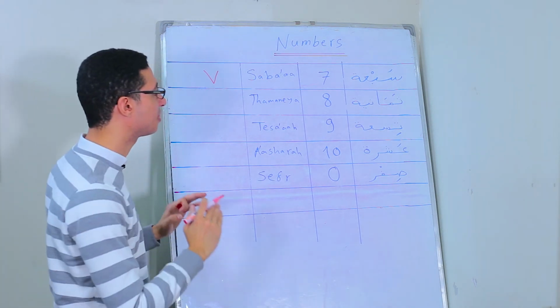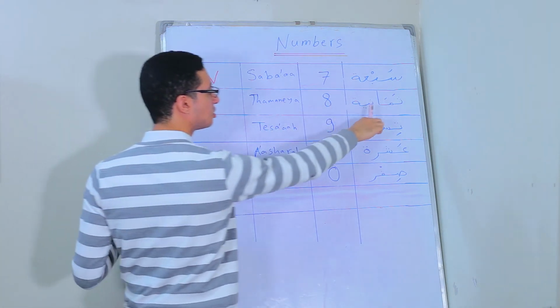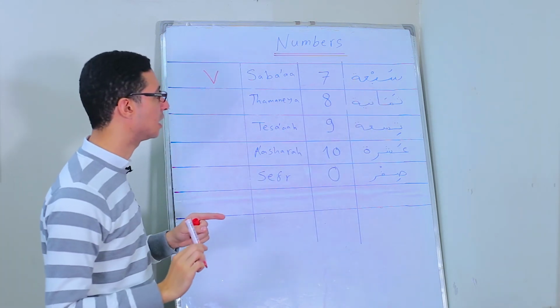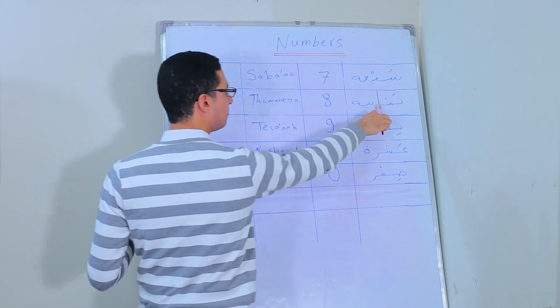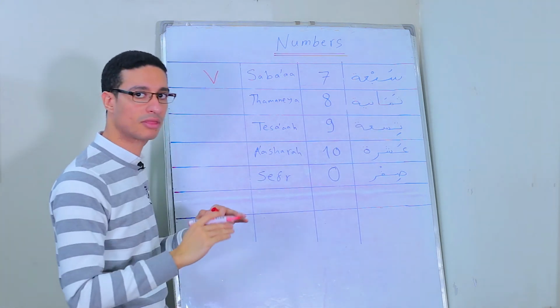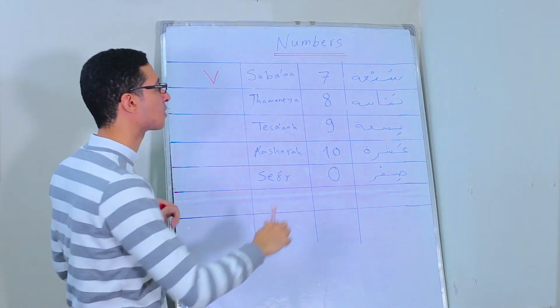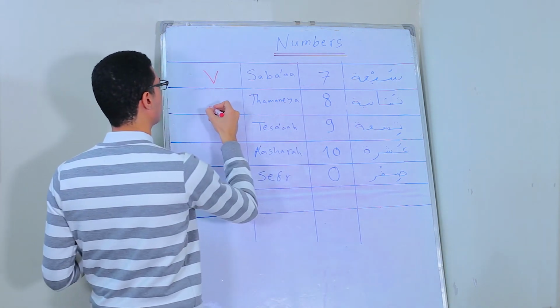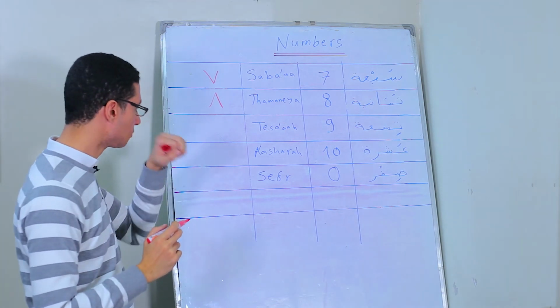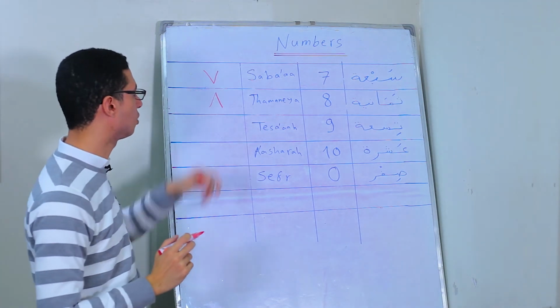8 is ثمانية, ثمانية. Here, as we discussed in the alphabet video, alif is a long vowel, so it's ثمانية, not ثمنية. Okay, and it's written like this, like a mirror of 7.